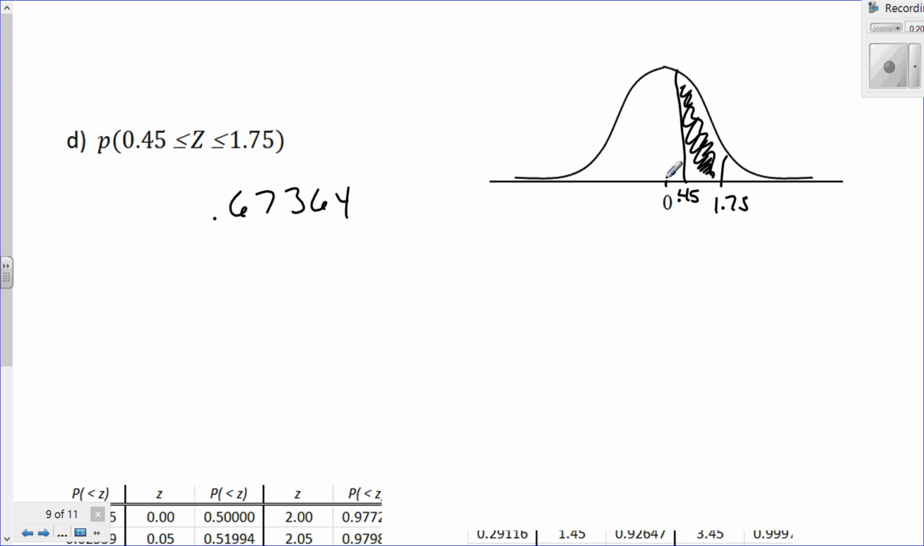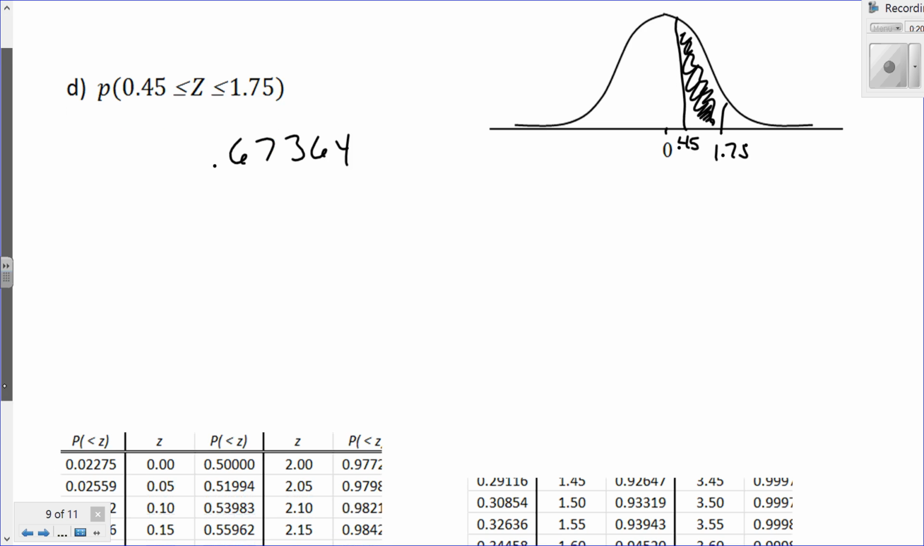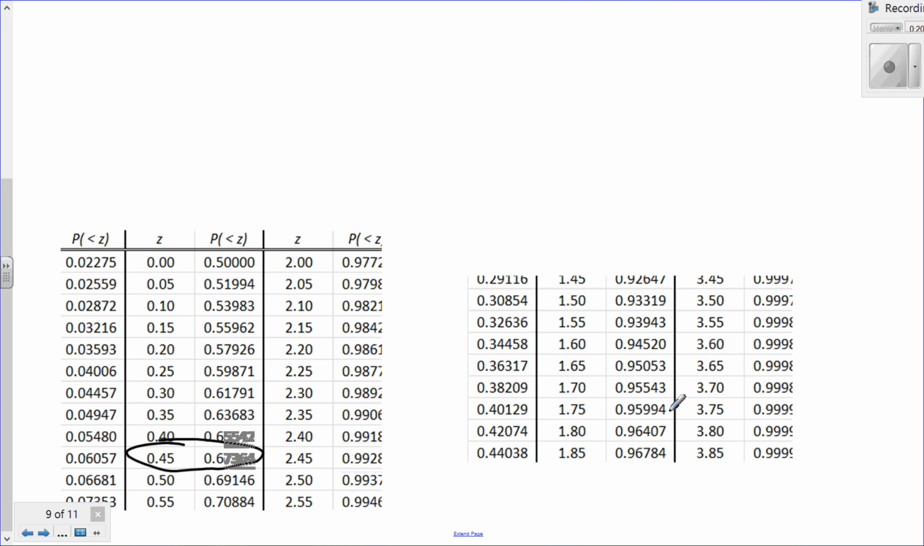And that's this area here. It's a little bit over 50% because it's just a little bit right of the mean. And then the 1.75 is right there. And that gives me a probability of about 96%, 0.95994.